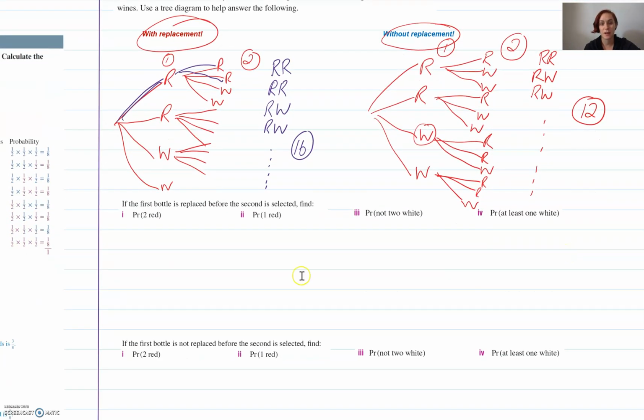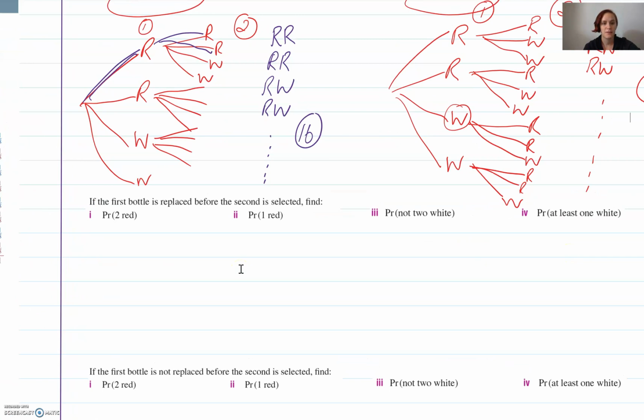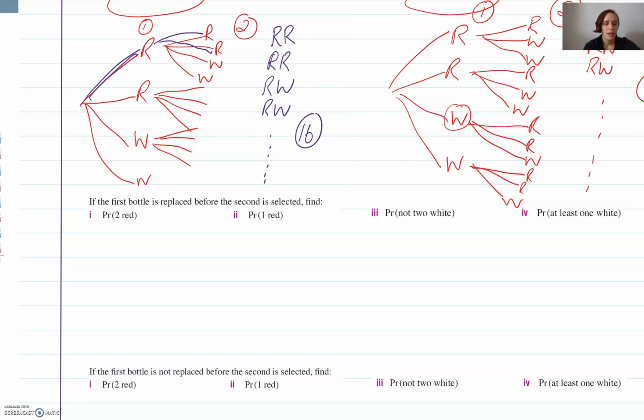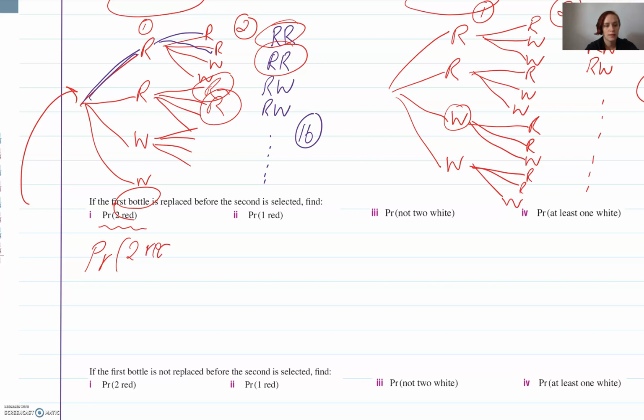Now that sample space is going to help us do some of these problems, because the first question says, if the first bottle is replaced before the second is selected, so that's our first tree diagram, find the probability of getting 2 reds. I'd have to go through all of these and find how many times it is possible for me to have chosen 2 reds in a row. I can see that the probability of 2 reds is going to be 4 out of my total 16, which is 1 out of 4.